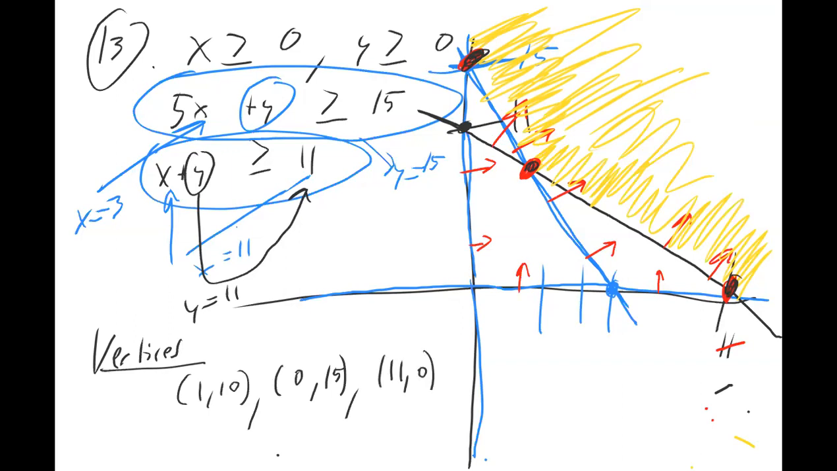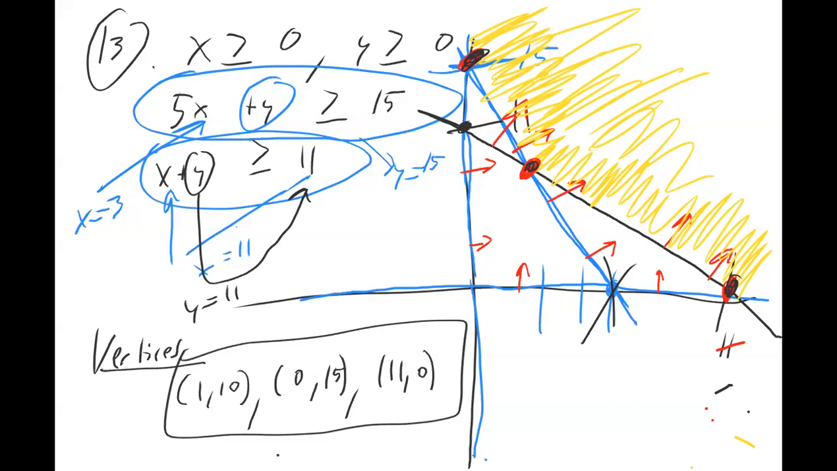Now, you might ask yourselves, why isn't this point down here a vertex? That's because it's not touching the yellow region. So only the corners that are touching the solution are called vertices. So those are the vertices of this problem. So that's question number 13.